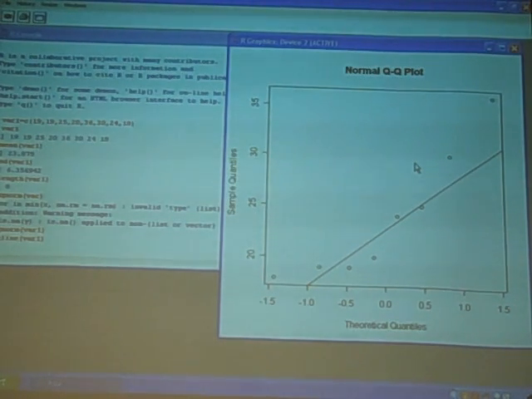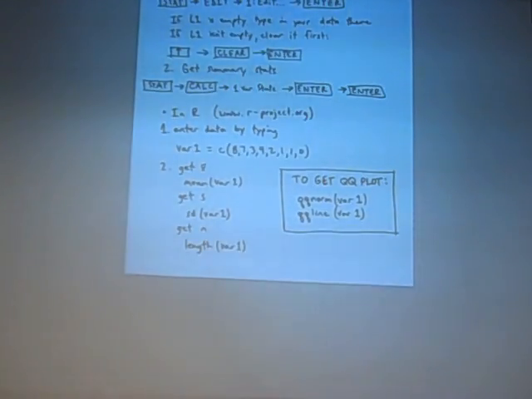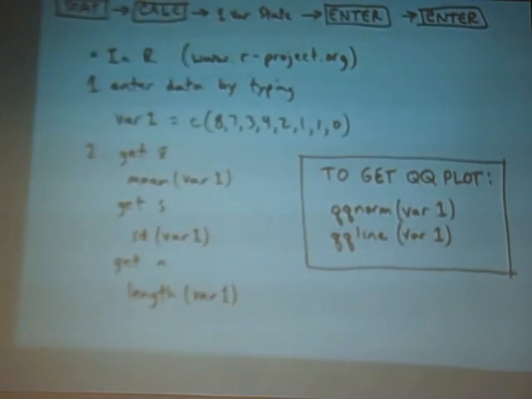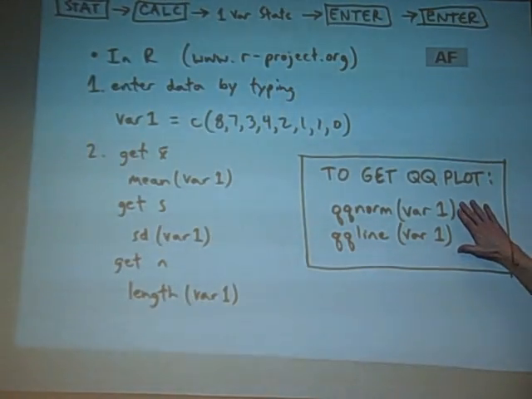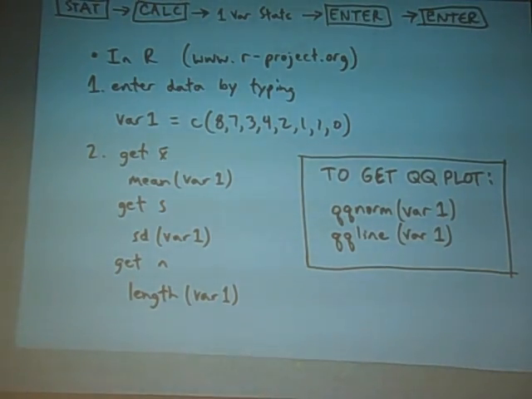If you're doing this at home, this might be handy. I'm never going to require you to use R because I know it's a bit more complicated. So that's what I have here. If you want to get the QQ plot, you have to type both of these: qqnorm var1, then qqline var1.